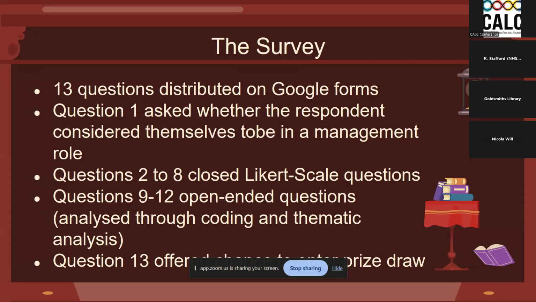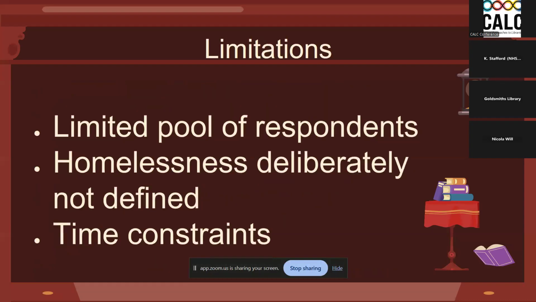Questions 9 to 12 were open-ended questions, inviting participants to talk a bit more at length. Although those questions necessitated a lot of really careful and time-consuming coding and thematic analysis, the detail and thoughtfulness of the responses we got were really helpful in answering the research questions. So there's a few limitations that I'll talk about before we go on. It's not exhaustive, but these are, I think, the most important ones to bear in mind.